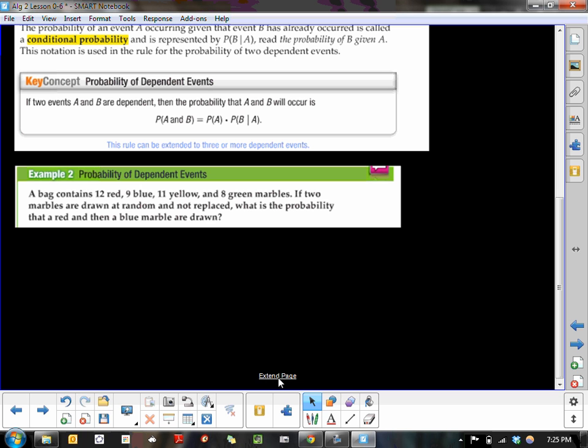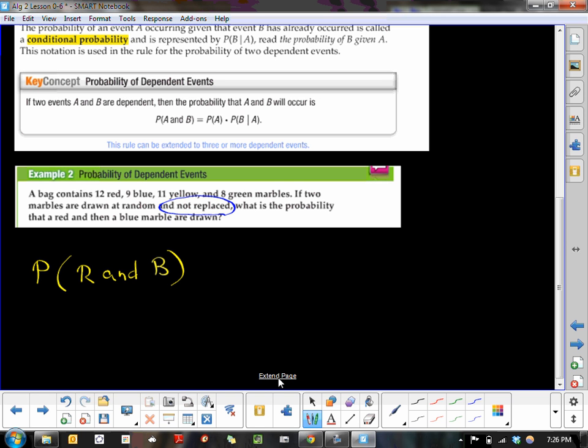So here's the example. We're going to look at this and try to illustrate the idea. A bag contains 12 red, 9 blue, 11 yellow, and 8 green marbles. If 2 marbles are drawn at random and not replaced, what is the probability that a red and then a blue marble are drawn? So here's the framework. What we want to do is calculate the probability of getting a red one and follow that up with getting a blue one. The difference on this problem versus the one that we looked at prior to, we are not going to replace the marble once we draw it out. So this is a dependent event.